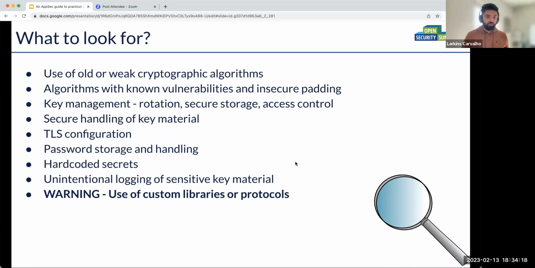Take a look at if we are storing passwords in plain text, if you're using different kinds of salt, work factor, and then also hard-coded secrets. As a warning, if you're using or developing custom libraries or protocol, pay close attention to it.